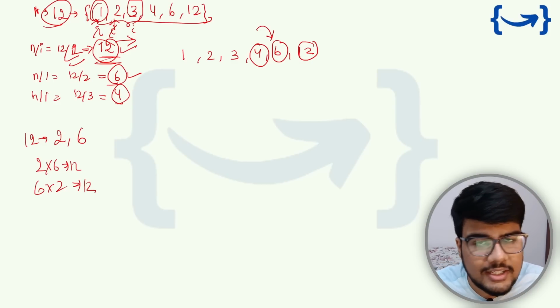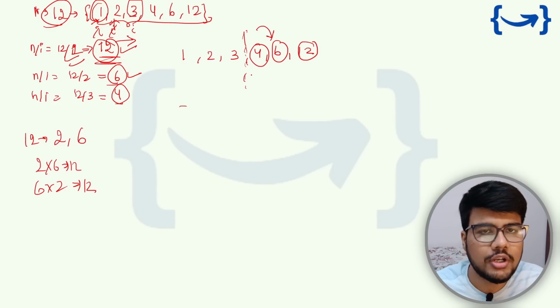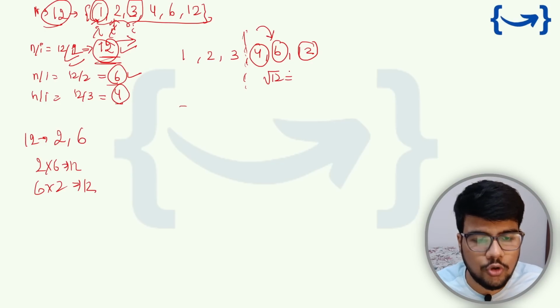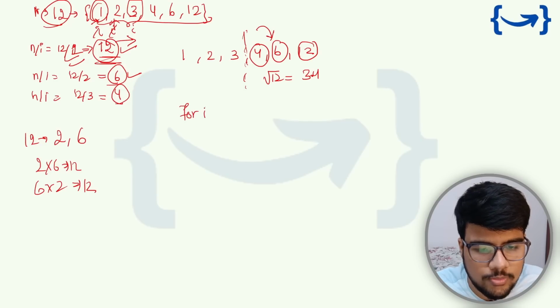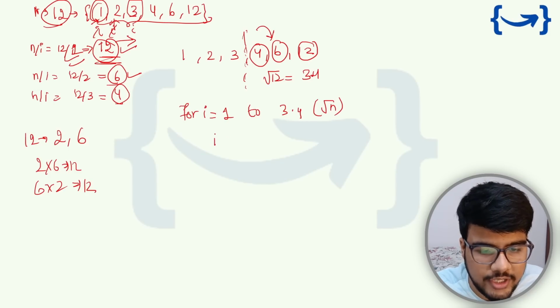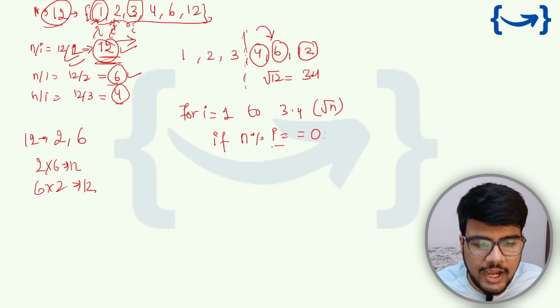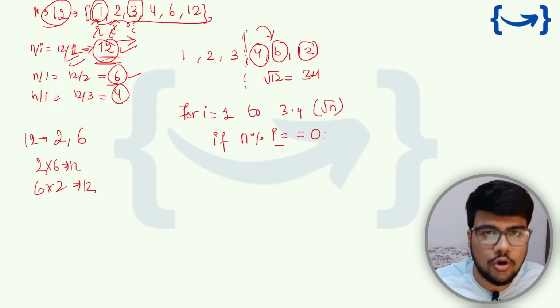So how can we do it? It is very easy, guys. Firstly, I got to know that I don't need to traverse throughout the array. Until when do I need to travel? Only up to the square root of n. The square root of 12 would be 3.4, something like that. So I will start my loop for I equal to 1 to 3.4, or root n that you can take. I will check if n mod I is equal to 0, which means I got an I which can divide the given n, which is a factor of n.